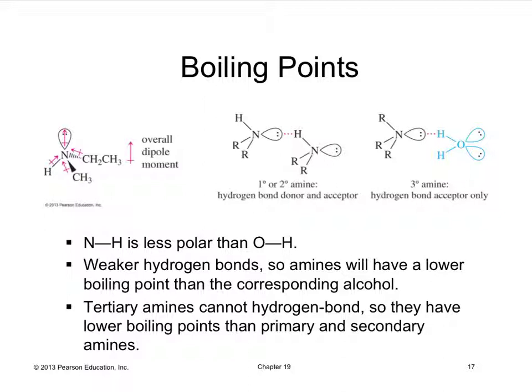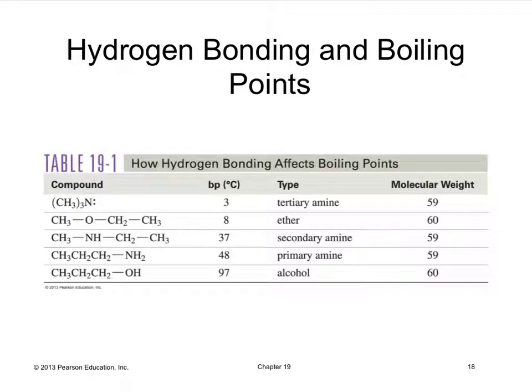In terms of boiling point, NH is less polar than OH. There's an overall dipole moment here, and so weaker hydrogen bonds. So amines will have a lower boiling point than the corresponding alcohol, right? Tertiary amines can't hydrogen bond, so they have lower boiling points than primary and secondary amines. So in terms of hydrogen bonding, here's a tertiary amine, and because it has fewer possibilities for hydrogen bonding, its boiling point is low.